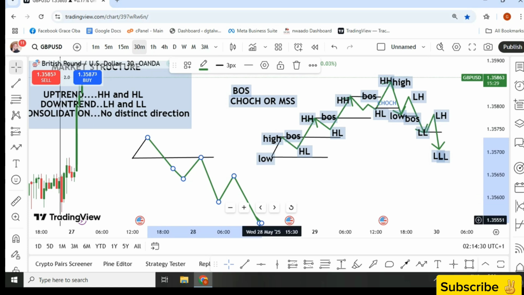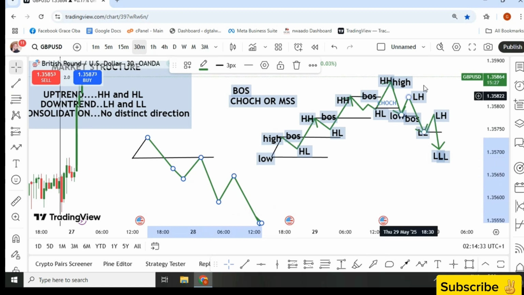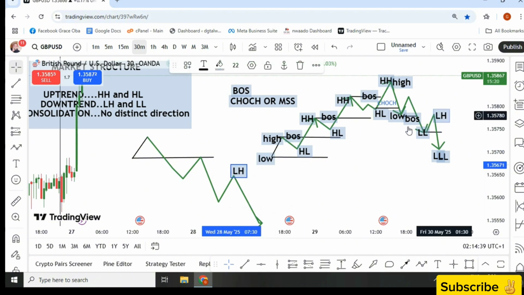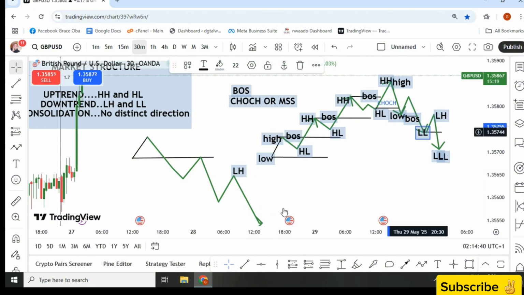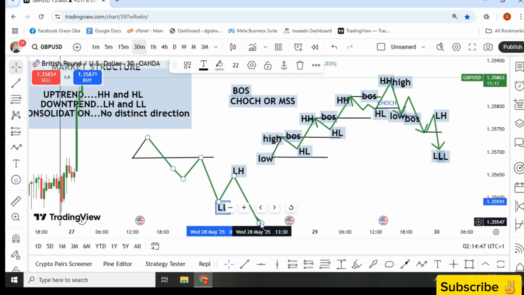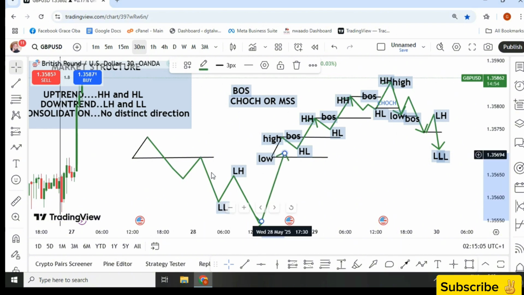Now once this market, let me write it out. This is a lower high from here. This is a lower high, and this is a lower low. Now once this trend breaks above this lower high, for a downtrend, breaks above this lower high, there's a what?